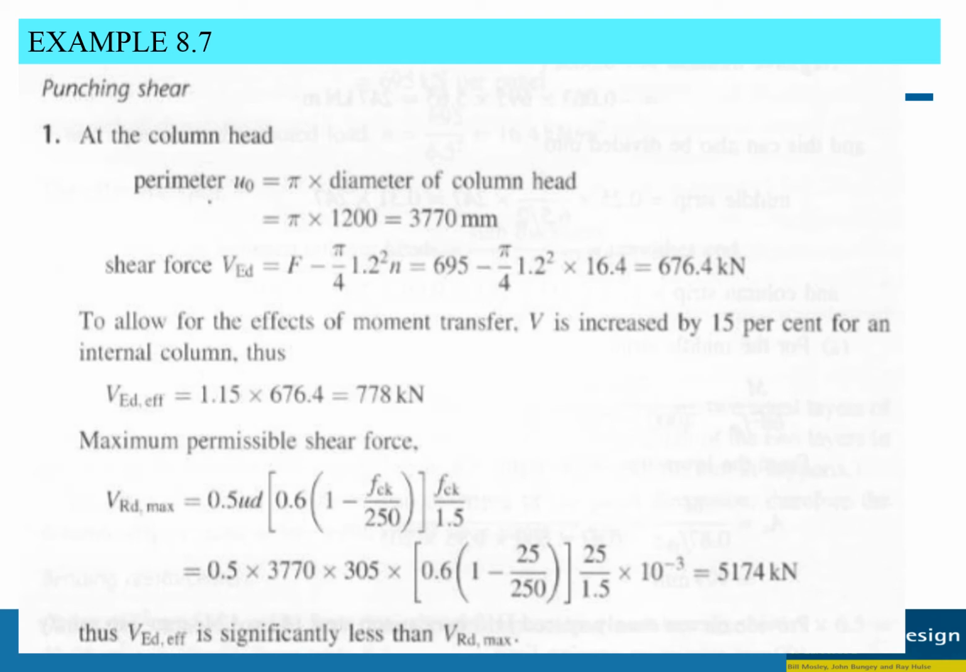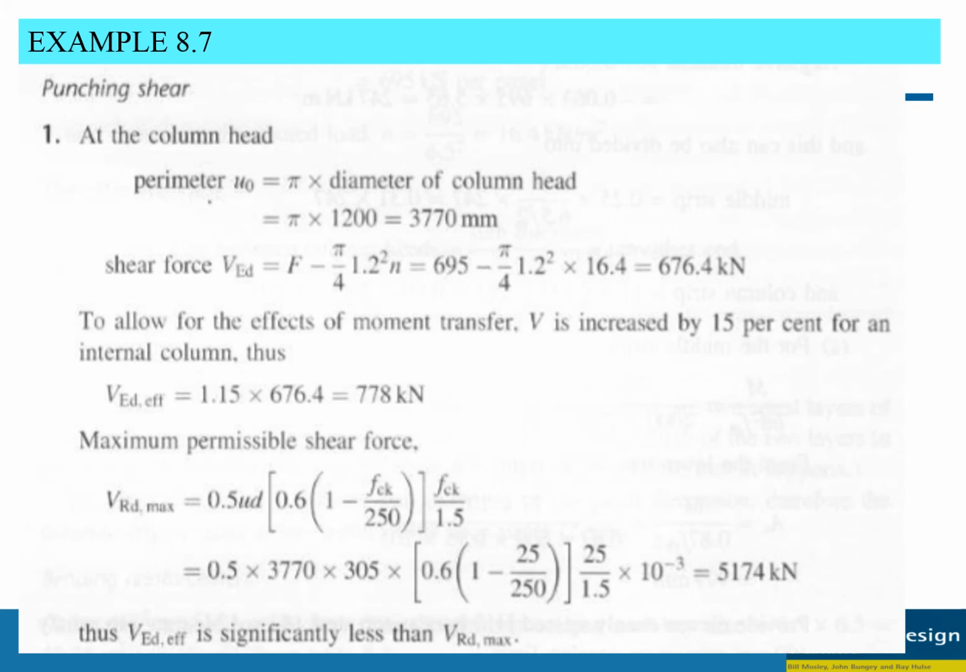After that, calculate the shear force VEd acting at the column head. It equals F, acting at the center line of the column head or column, minus pi over 4 multiplied by 1.2 squared multiplied by n. N is the distributed load, and pi over 4 multiplied by 1.2 squared is the area of the column head. So we have a shear force of 676.4 kilonewton.